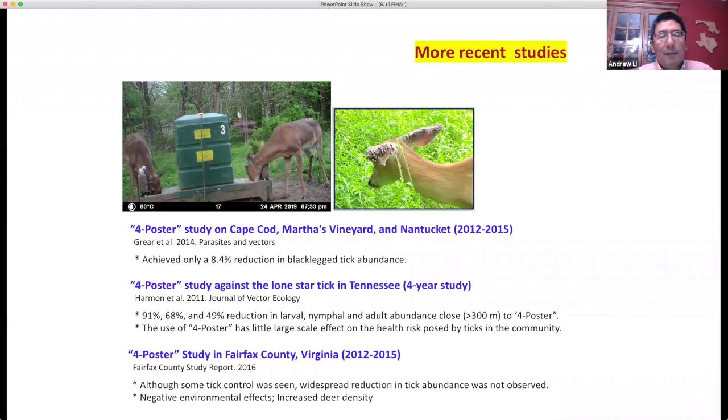Yeah, in some cases, for example in Fairfax County, they found even some environmental issues, and they also saw an increase in the deer population after 3 years of using the fall poacher. So yeah, definitely from my limited work in the last couple of years in Maryland, we do realize the fall poacher has some issues. Next slide, please.